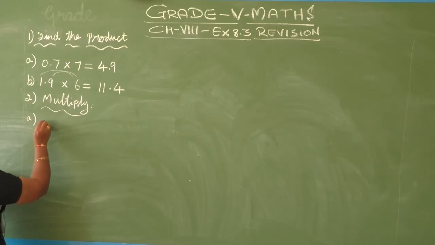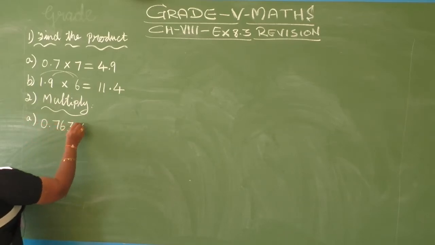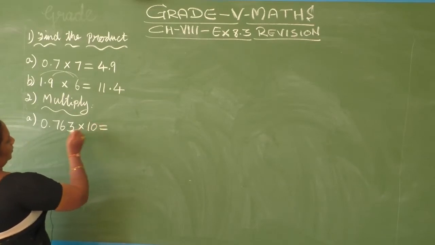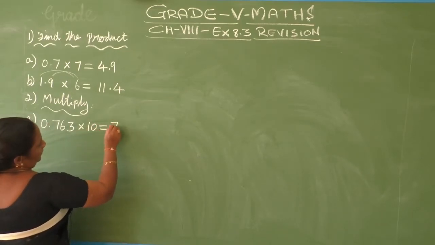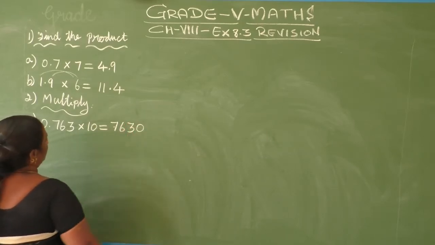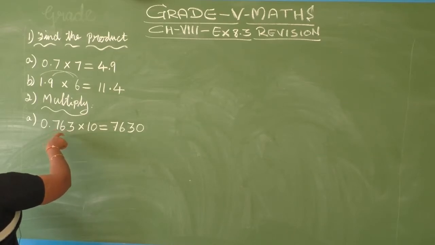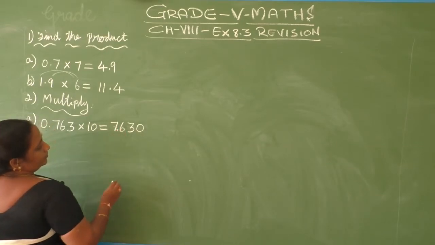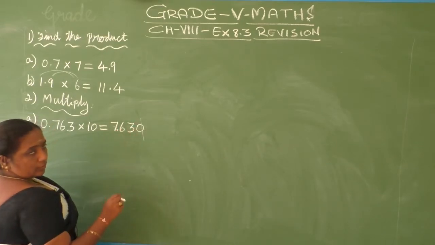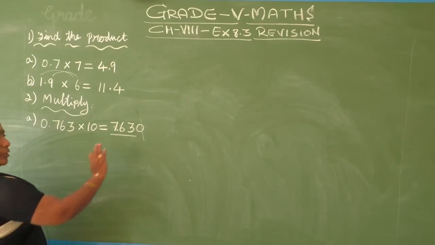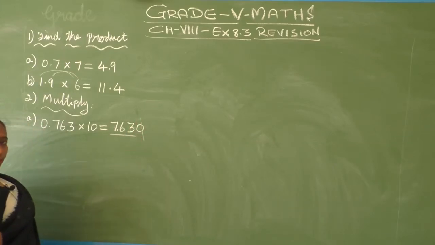See the A sum they gave: 0.763 into 10. Multiplied by 10 means what you will do? This 0 will add to here. No value for the 0, leave it. If you are multiplying by 10, it will come as a whole number. 7, 6, 3, 0. Then after 1, 2, 3 places you have to keep the decimal point. Then no value for this 0. So the answer is 7.63. If you wrote it, no problem. Without this 0 also your answer is correct, with this 0 also your answer is correct.